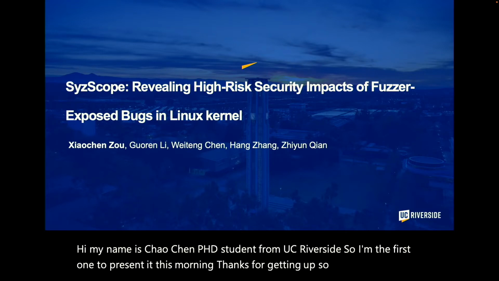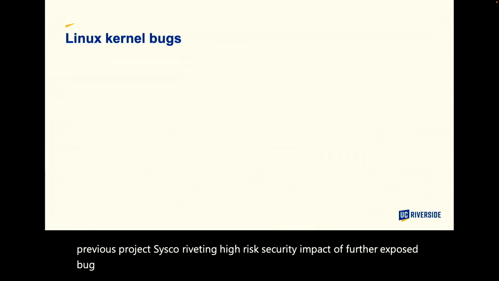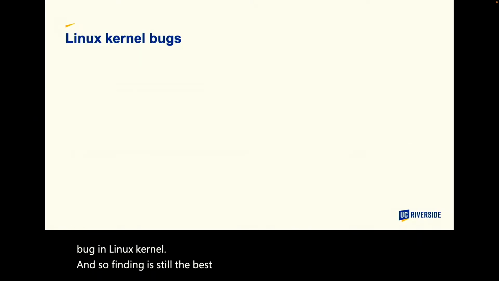My previous project is SyzScope: revealing high-risk security impact of fuzzer-exposed bugs in the Linux kernel. Fuzzing is still the best way to find bugs in the Linux kernel. So how does fuzzing actually work?